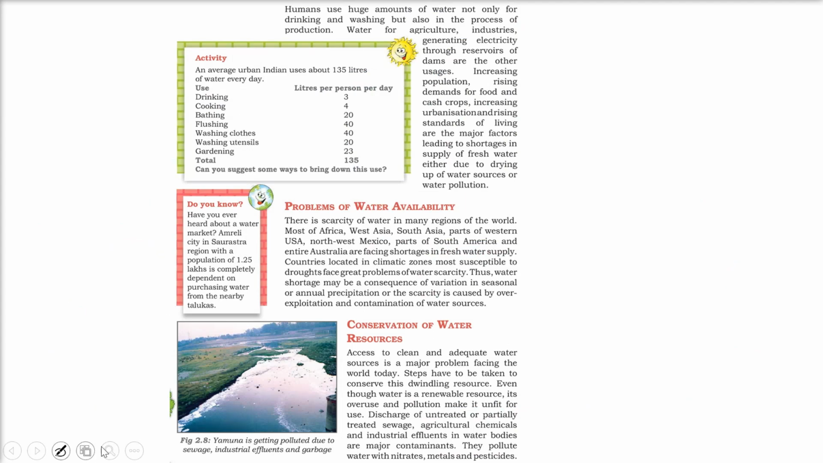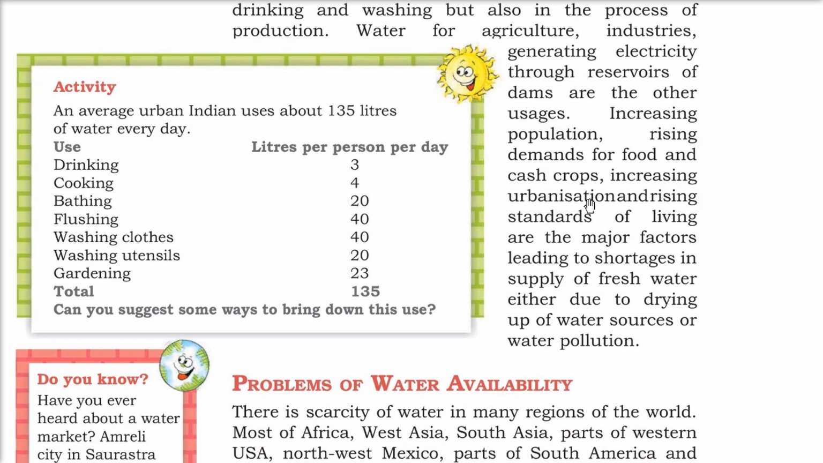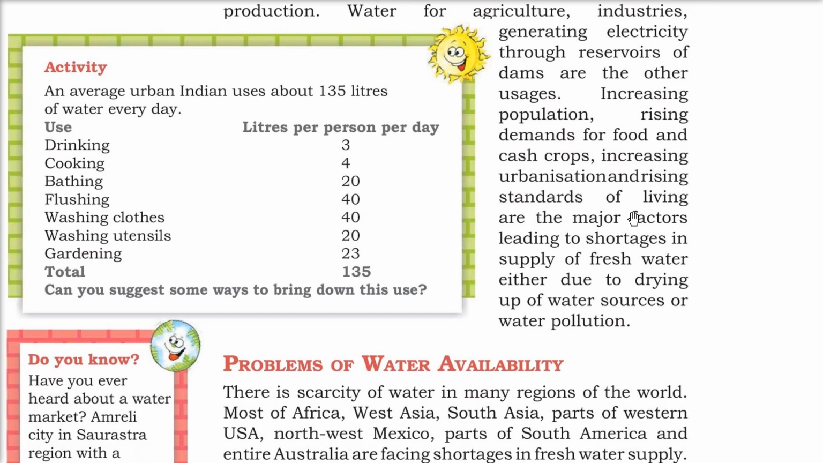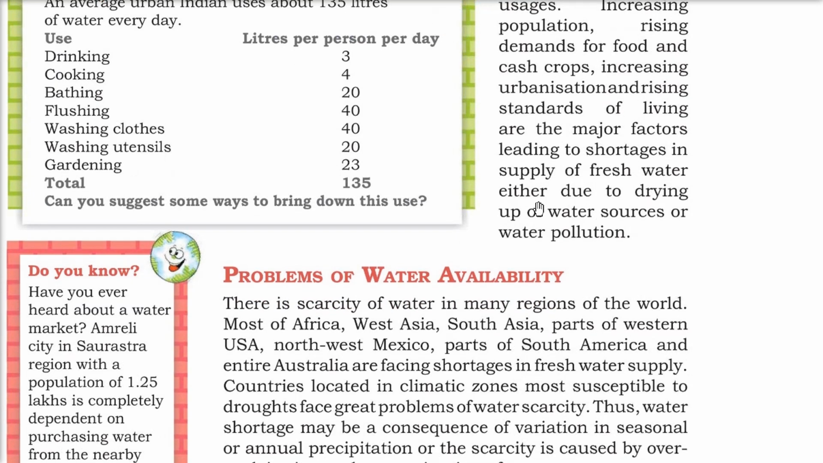So we use water in various forms. We use it for drinking, cooking, bathing, flushing, washing clothes, washing utensils, gardening and whatnot. Even washing our cars. So water is very important for agriculture, industries, and in order to generate electricity. We use dams for that. Because of the increasing population, there is a rise in demand for food, cash crops, urbanization is so much, and the standards of living are also getting higher. We are facing a problem with the supply of fresh water. Why? Because of drying up of water resources, or because water which is available is already polluted, it is contaminated.